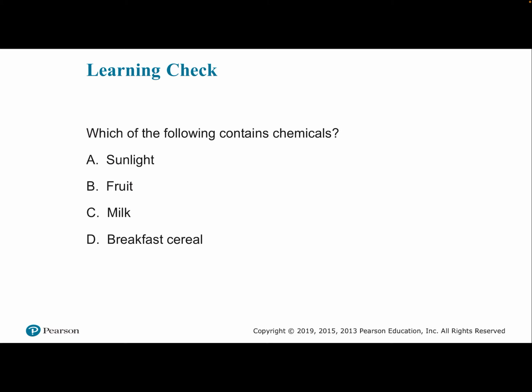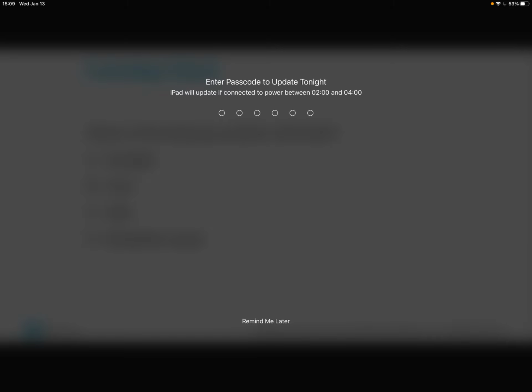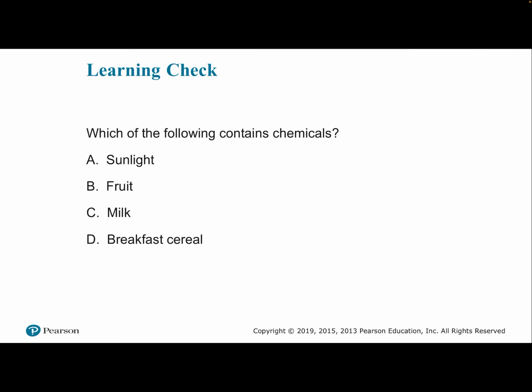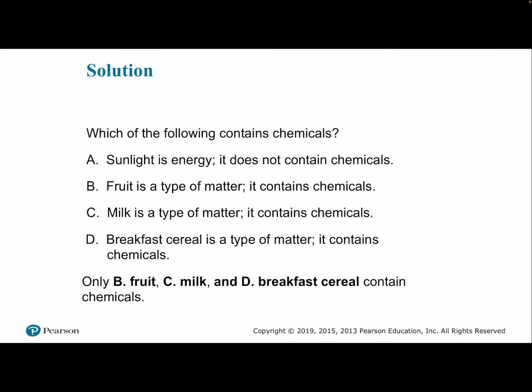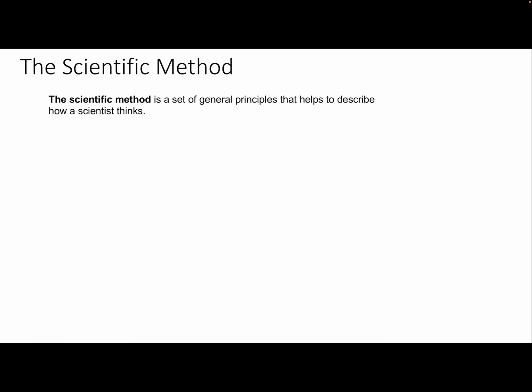So which of the following would contain chemicals? Give it a shot. And if you said everything but A, then you were correct. A, sunlight, this is not a chemical, but everything else there was a chemical. Good job. Let's talk about the scientific method.